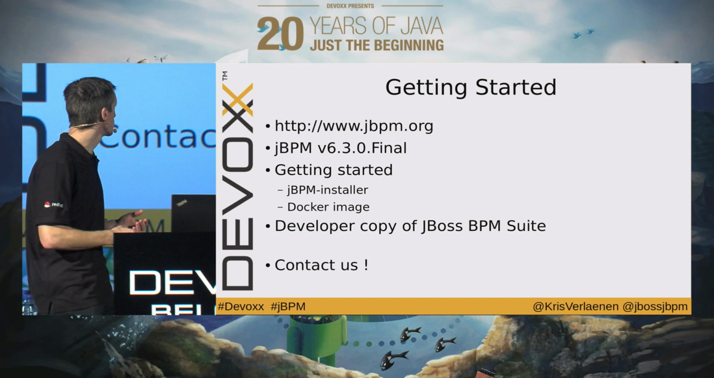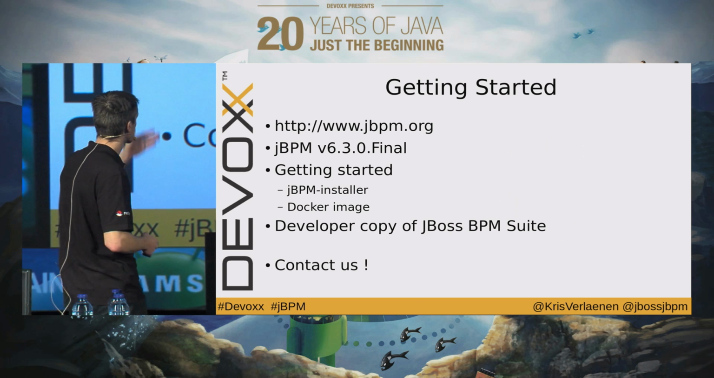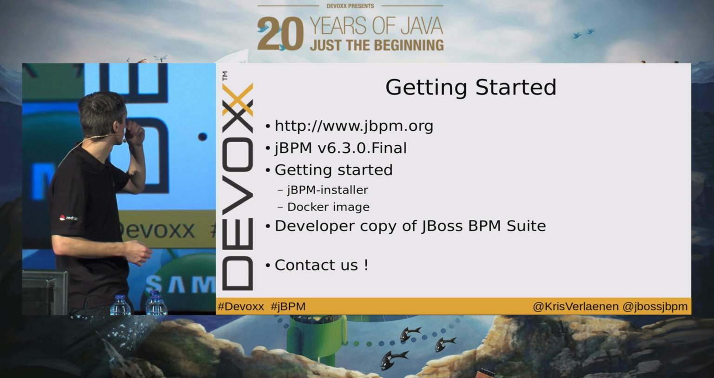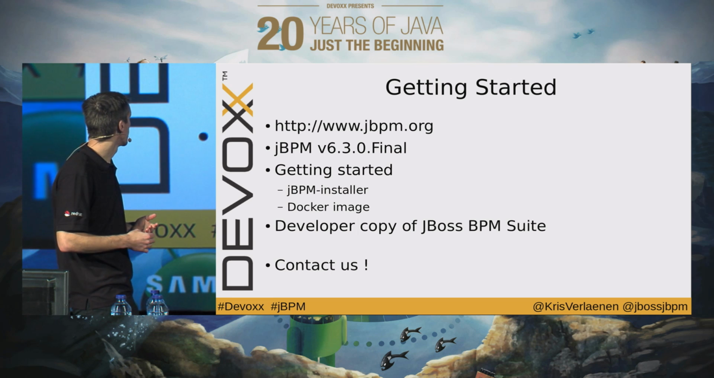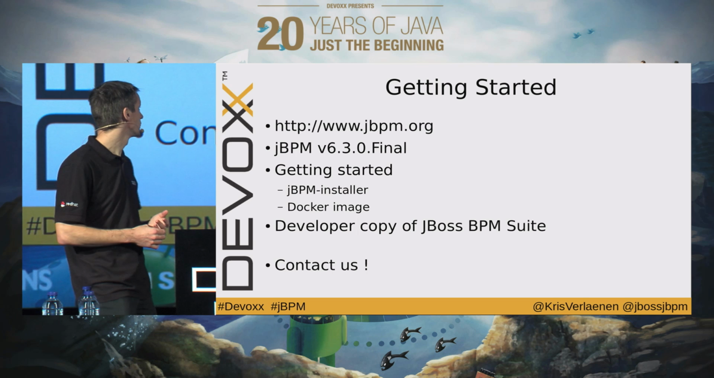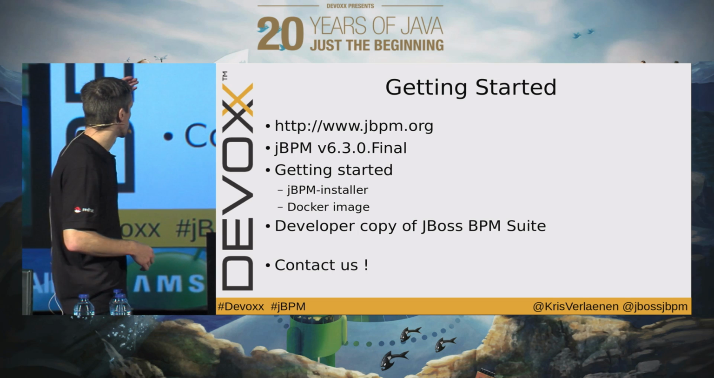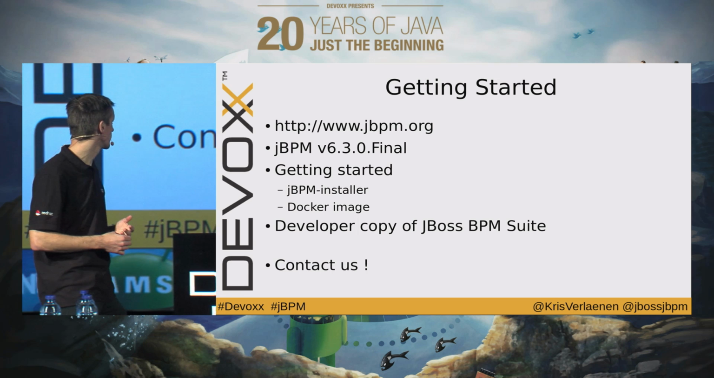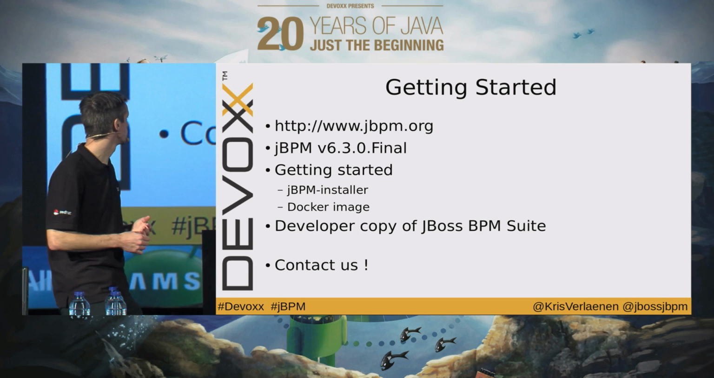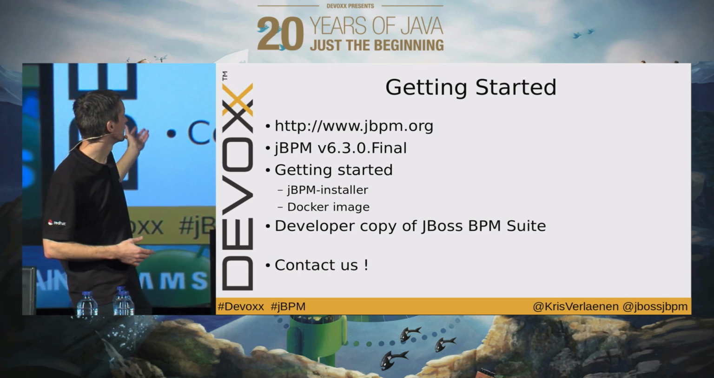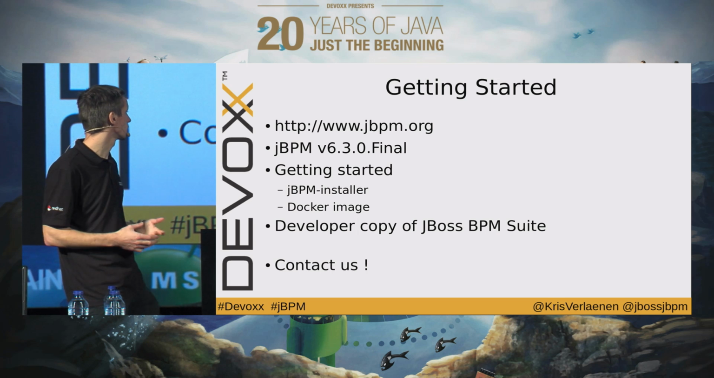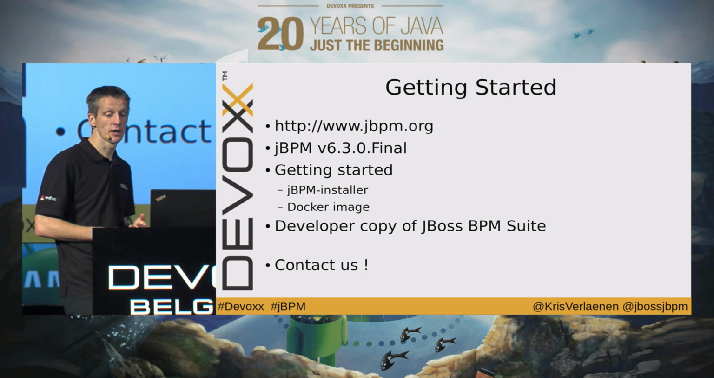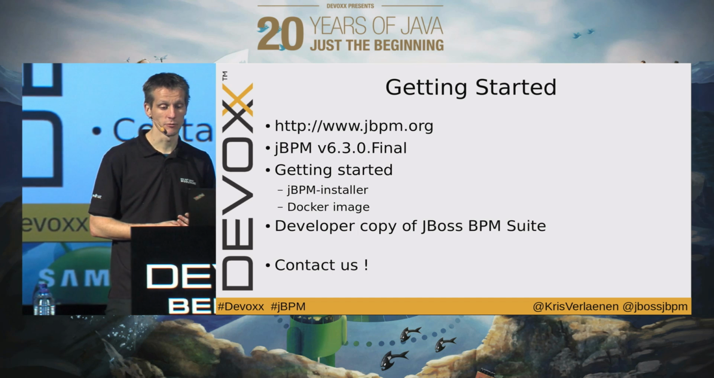So if you want to get started with this, the jBPM project homepage probably gives you the links to everything you need. The latest version currently available is 6.3, which is basically the one that I've been demoing. If you want to get started, the easiest is probably the installer, or you can just use a Docker image to get the environment that I've shown here. And Red Hat offers professional support for this as part of the jBPM suite. You can actually get a developer copy of that as well.